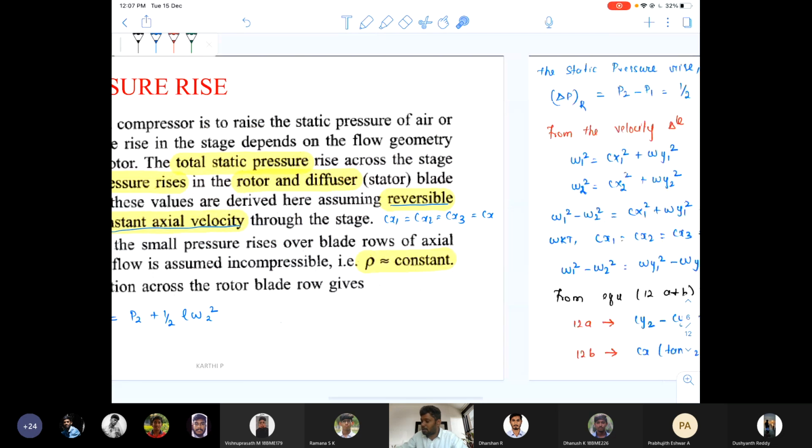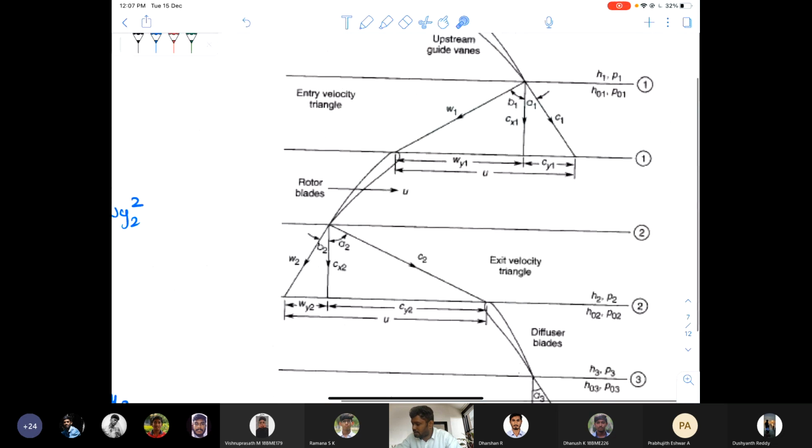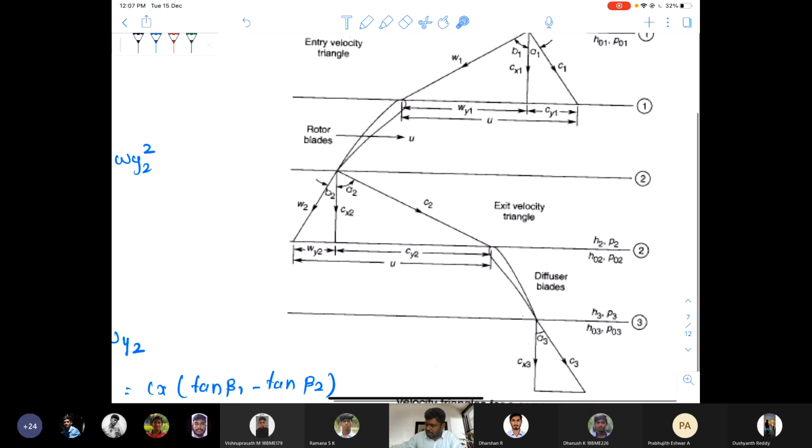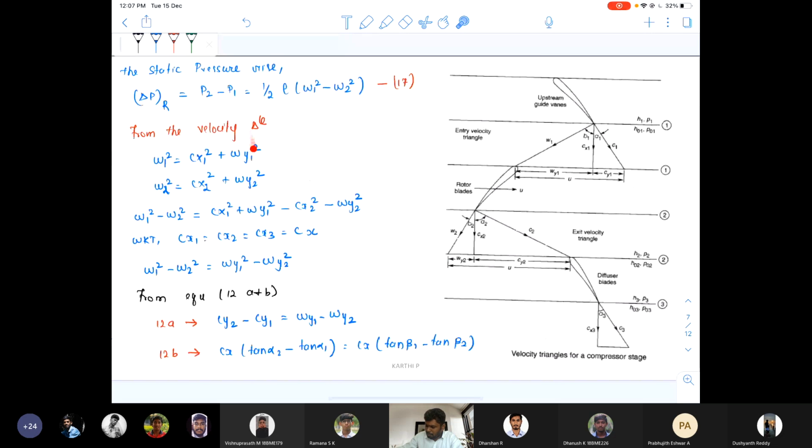This is the rotor stage, from 1 to 2, and this is the diffuser stage from 2 to 3. We have obtained the equation for 1 to 2, that is from stage 1 and 2. Now we have to derive an equation in order to find the static pressure rise in the diffuser. So we will be considering stages 2 and 3 for deriving the expression of static pressure rise in the diffuser. We will follow the same procedure and derive the equation.